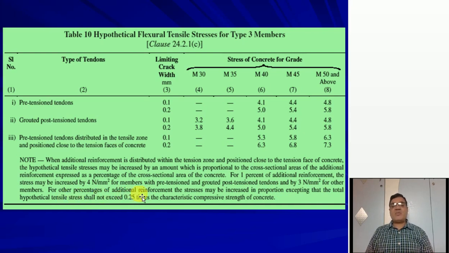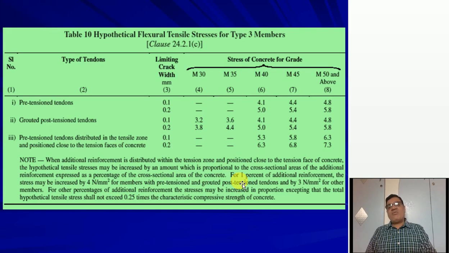For other percentage of additional reinforcement, the stress may be increased in proportion, excepting that the total hypothetical tensile stress shall not exceed 0.25 times the characteristic compressive strength of concrete. So this is the limitation condition which is given for that one. Okay, so this table is for type 3 structures.